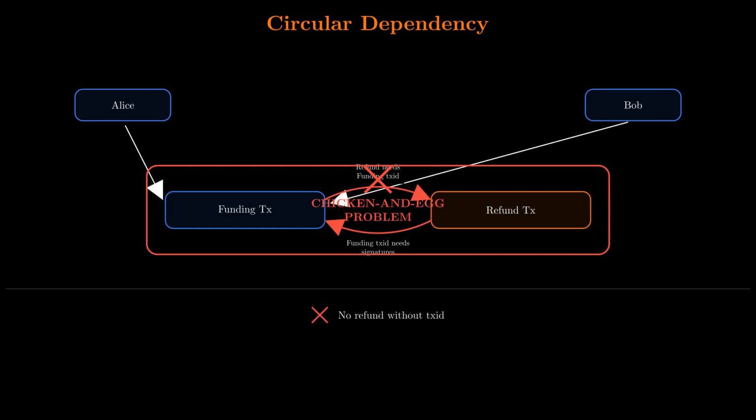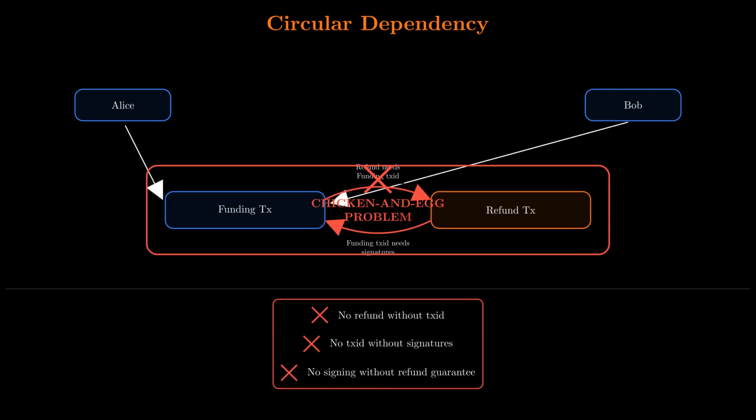You can't build the refund without the funding transaction ID. You can't compute the funding transaction ID without signatures. And you can't safely broadcast the funding transaction without the refund as a safety net.